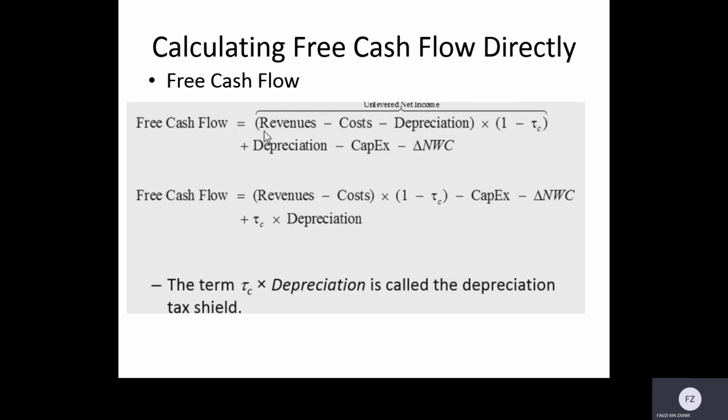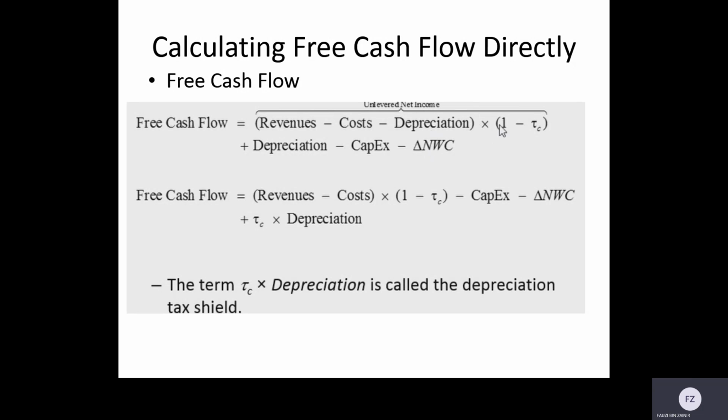The free cash flow is basically the revenue minus cost minus your depreciation, which gives your EBIT. So your EBIT times (1 minus T) gives the unlevered net income, which is the net income after taking the tax into consideration. After that, you add back your depreciation, you minus your capital expenditure, and you minus your changes in the net working capital.